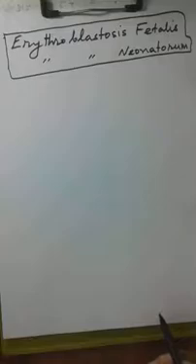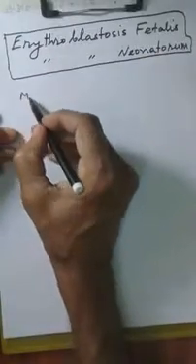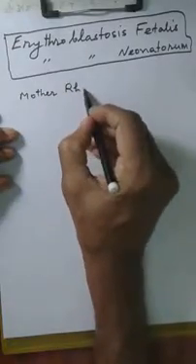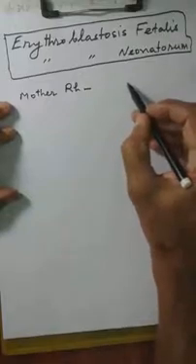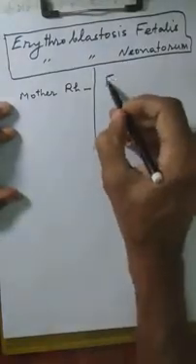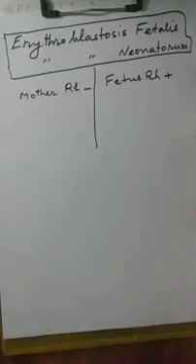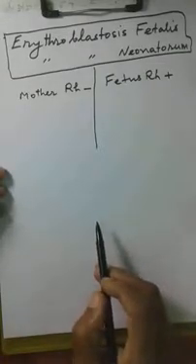That means our starting point is again a mother of RH negative group and the fetus is RH positive group. That means there is an incompatibility persisting between this mother and the fetus.